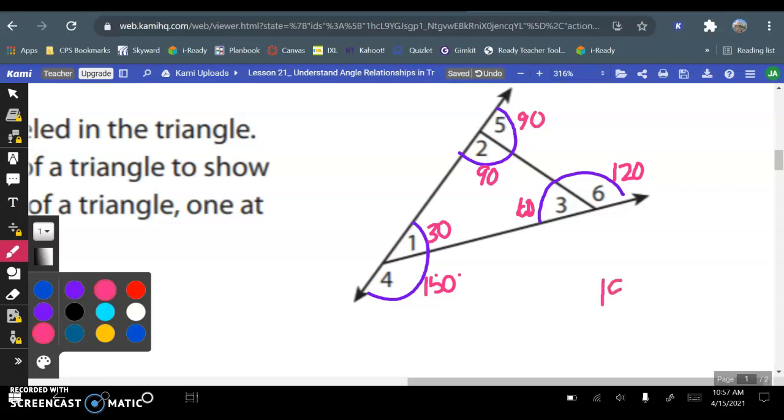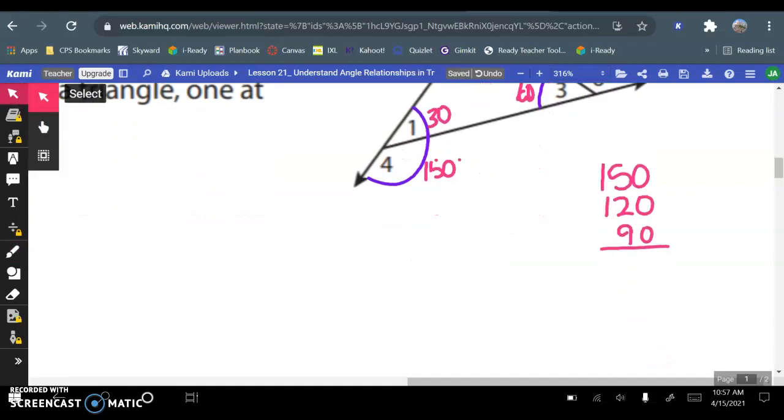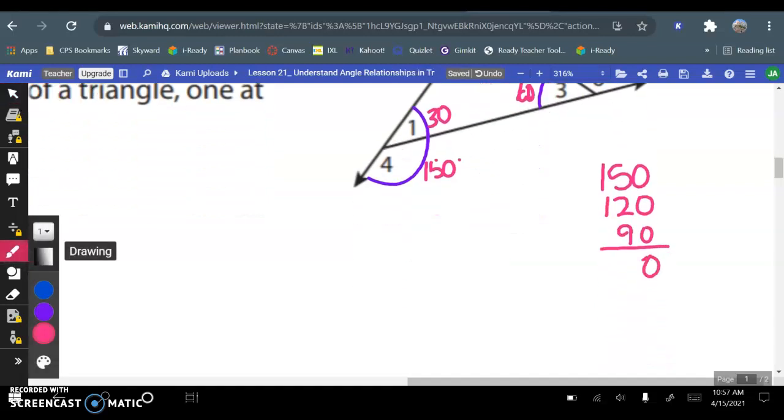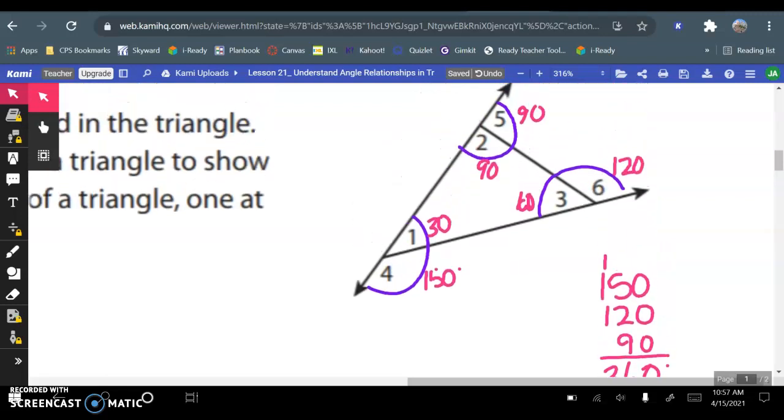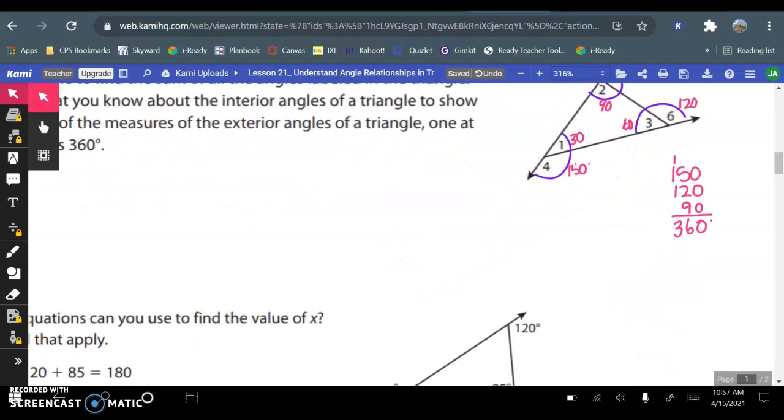Now if I add those 3 exterior angles together, what do I get? So 90 and 120 make 210, plus 150 is 360. So I get 360 degrees for all of the measures to add up correctly. So we have 180 inside the triangle. We have 180 for each pair, each linear pair. That would leave me with 360 degrees on the outside, the exterior angles.